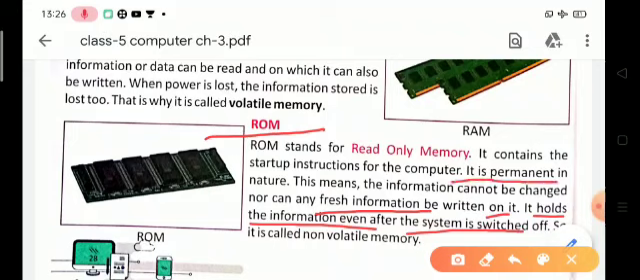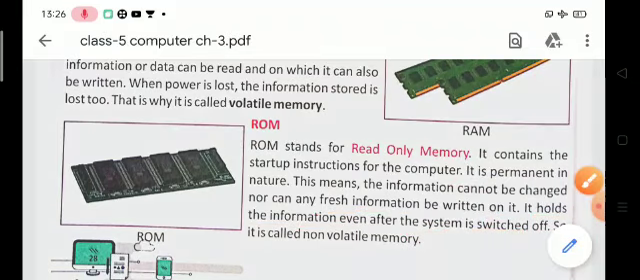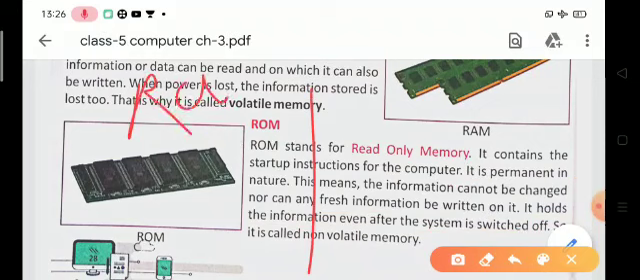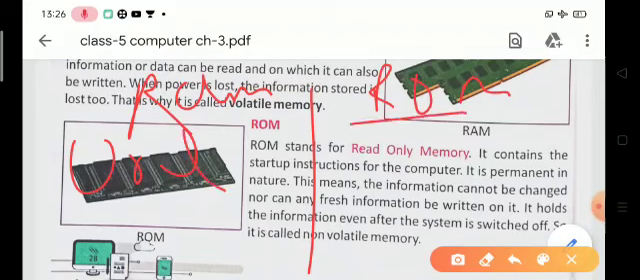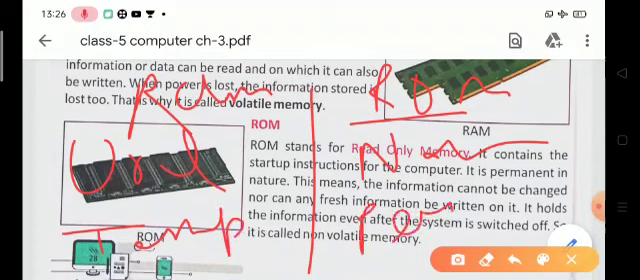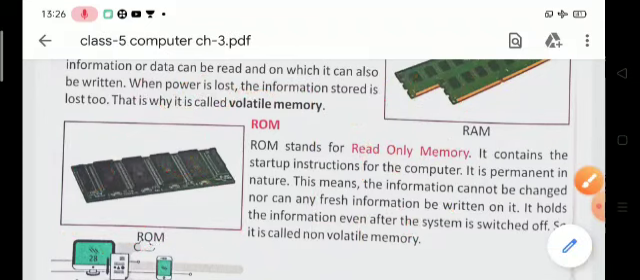So these are the differences between RAM and ROM. RAM is the volatile memory, ROM is the non-volatile memory. RAM is also called temporary memory, and ROM is known as a permanent memory. When power is lost, the information stored in RAM is lost, but when power is lost, the information stored in ROM is not lost.